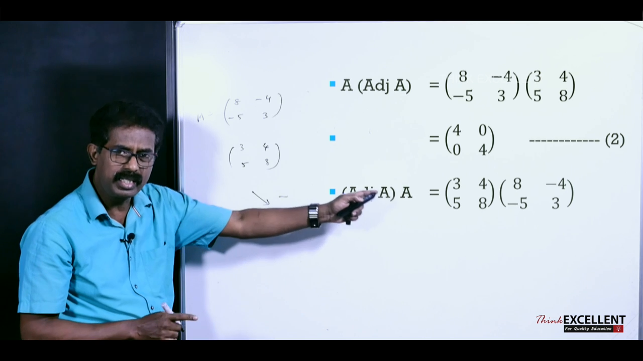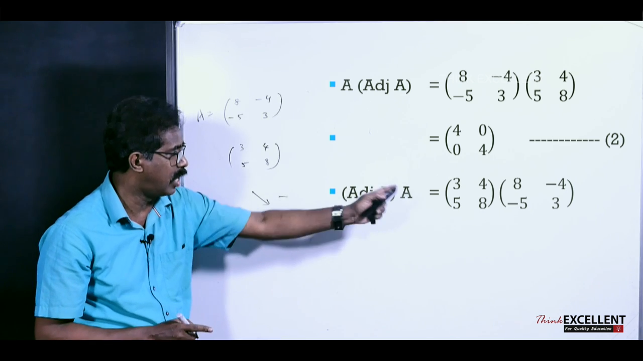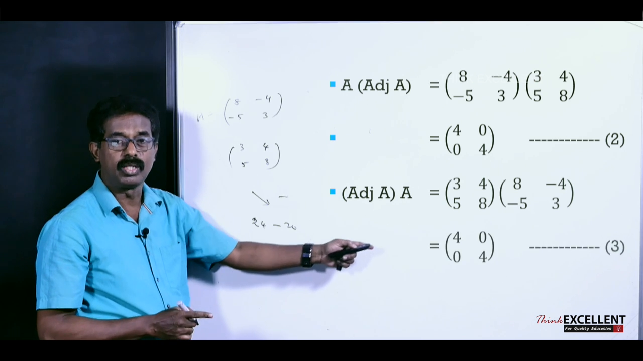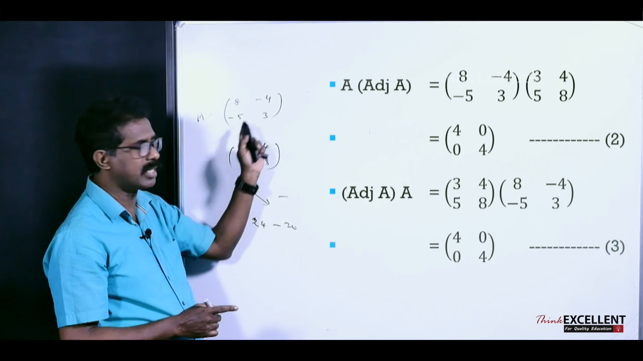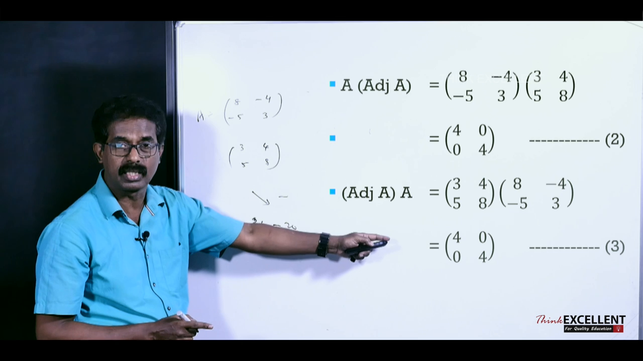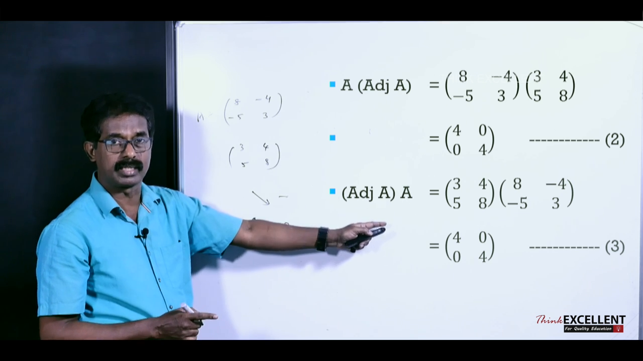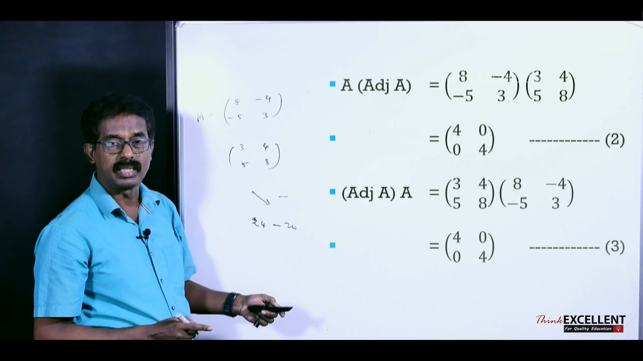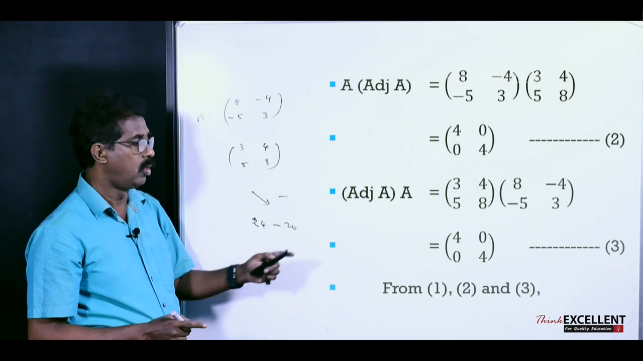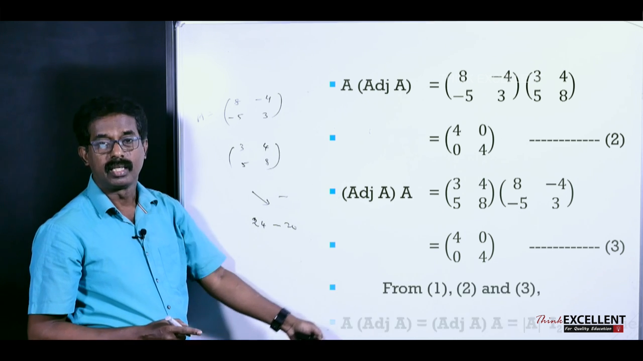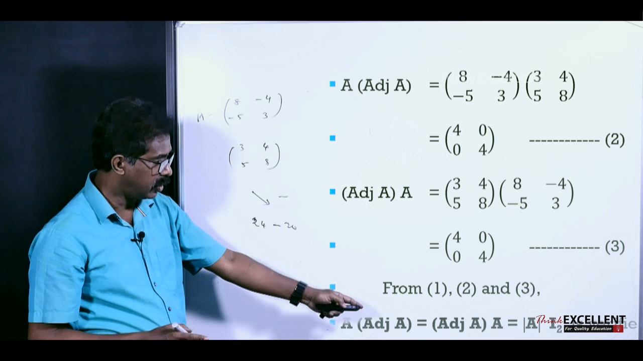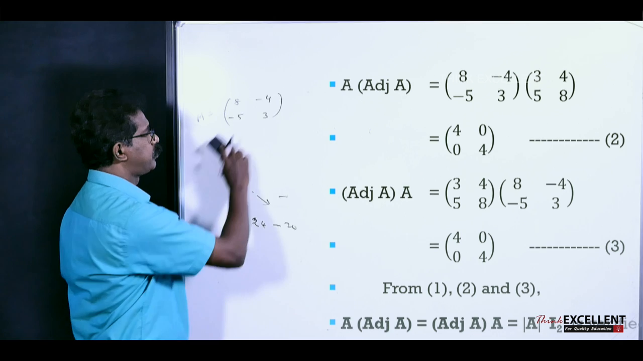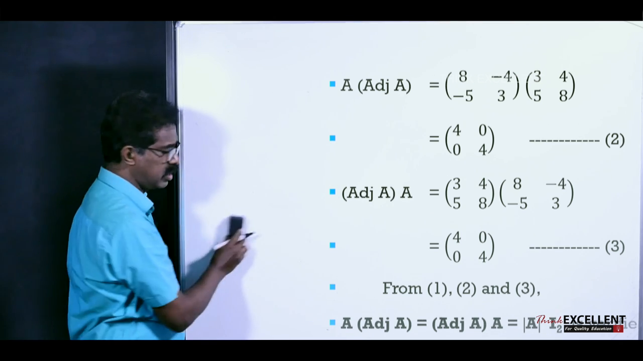Adjoint A write first, then A. Adjoint A into A. Again matrix multiplication, so you are getting the same answer. In all the cases you have to write the steps. I have given the answer only, but I want you to write the steps. In all three your answer is the same. So the important conclusion from 1, 2 and 3: A into adjoint A equal to adjoint A into A equal to determinant A into I. Okay, it's a very important one. You can make a note of this.